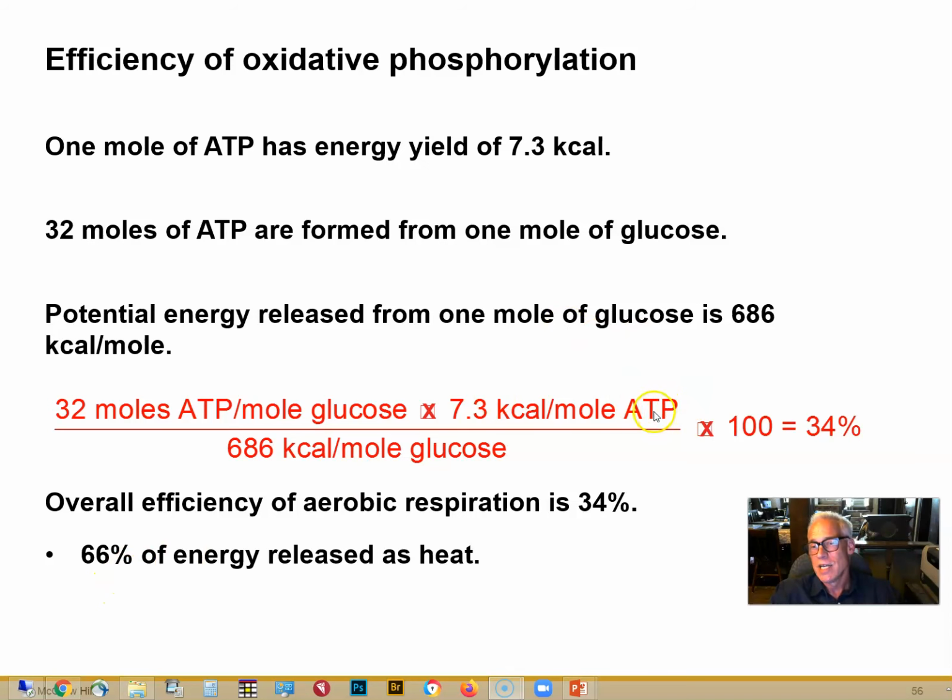I'll throw in one more thing. Eventually, we're going to take those ATPs and use them for muscle contraction, among other things. When that happens, when we hydrolyze the ATP back to ADP, 2/3 of that energy is lost as heat. So a lot of heat is produced in muscle cells during muscle contraction. That's the challenge of our body, to release that heat so our body temperature doesn't go through the roof as we exercise.